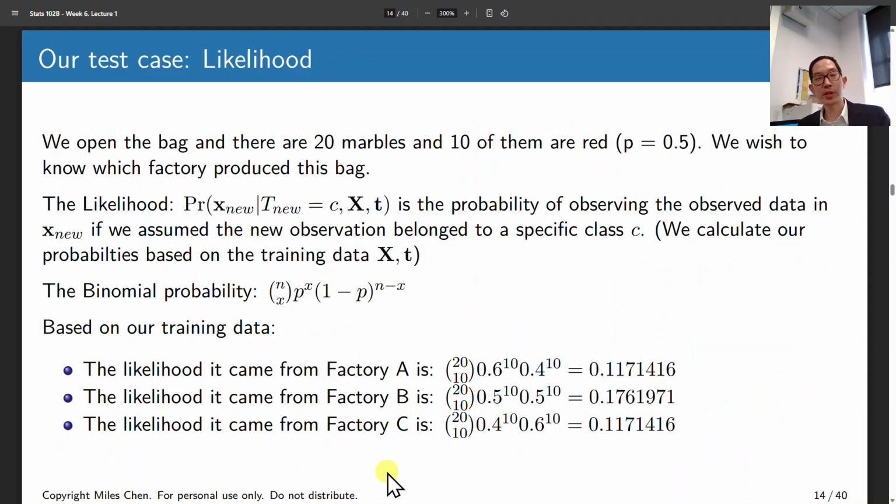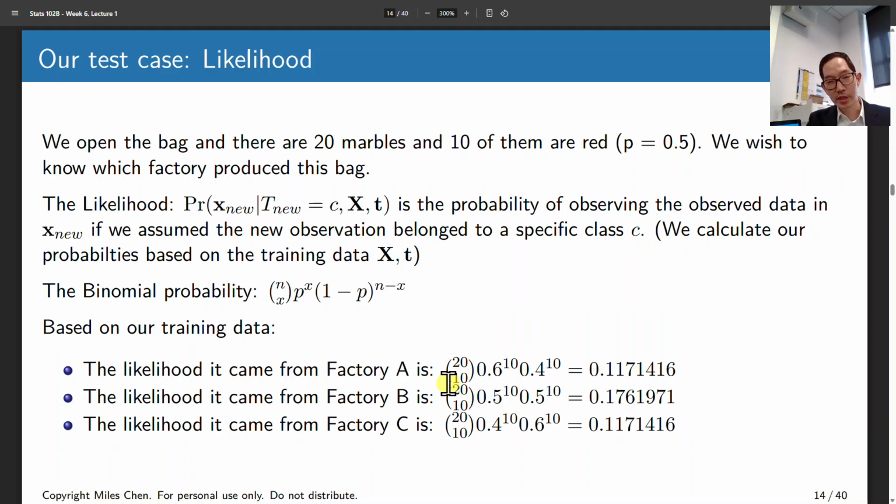So we go to our test case and we open up the pouch, and when we open up this pouch, there's 20 marbles and 10 of them are red, okay? And so based on this, which factory do you think it came from, okay? So here we're going to calculate the likelihood. The likelihood is, what is the probability of getting our observed data, in this case 10 red marbles out of 20 marbles total, if we assumed it came from factory A, or if it came from factory B, or if it came from factory C, okay?